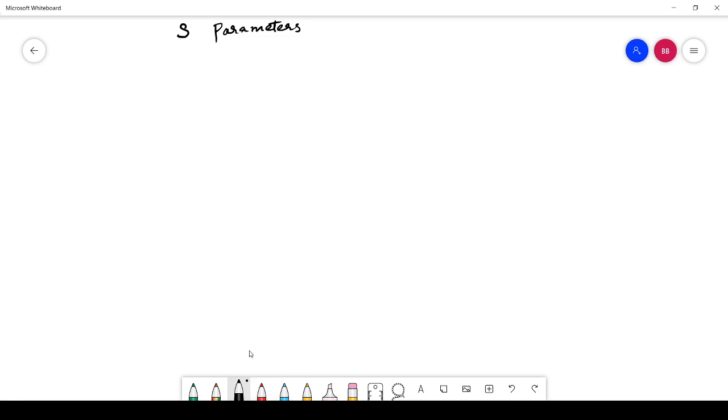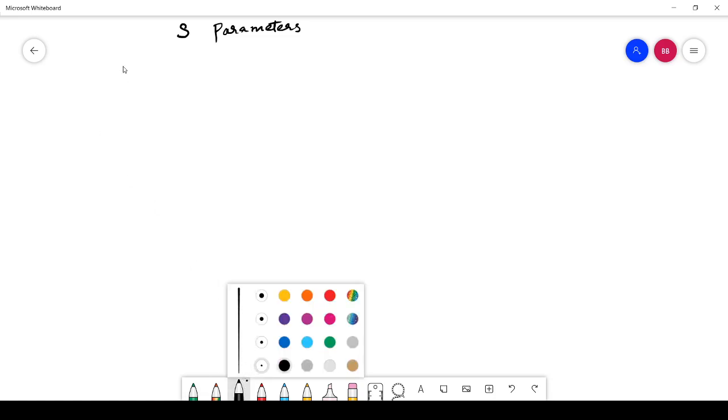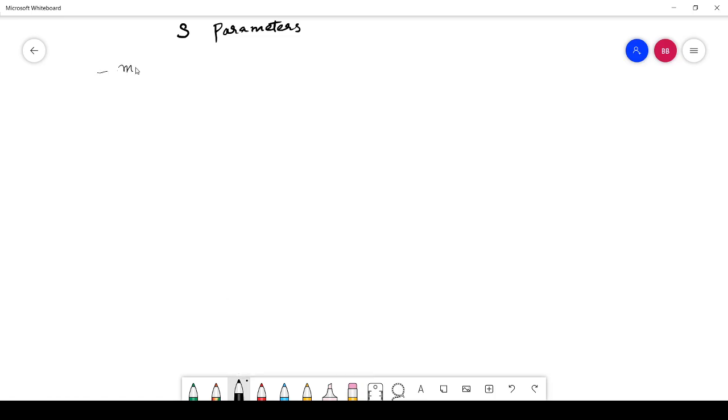So this scattering parameter is a method of characterizing your circuit performance at high frequencies. Where? In waveguide.